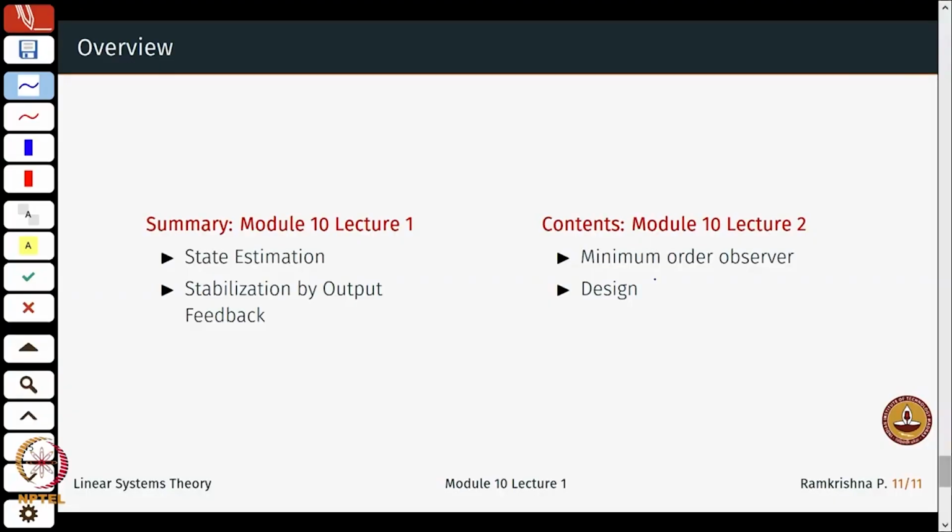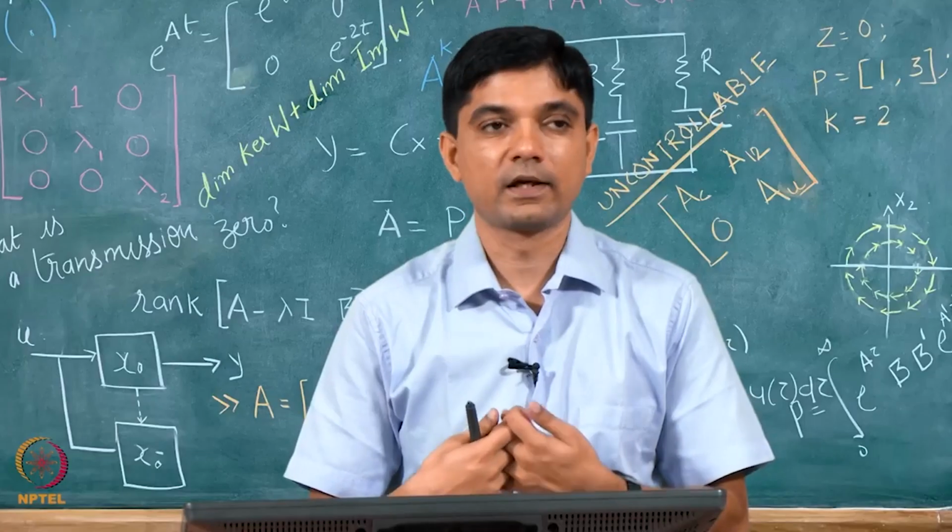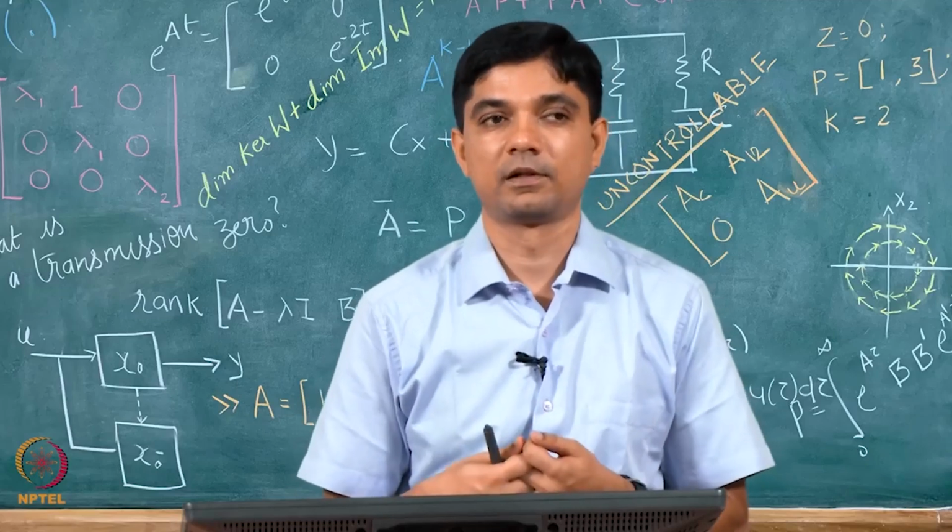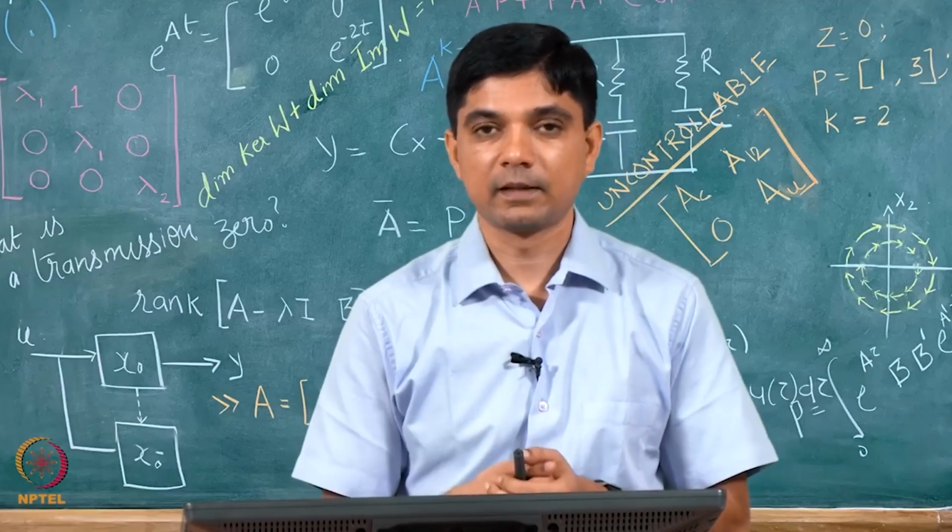So far in this lecture we saw state estimation. We also saw how to stabilize via output feedback. Okay, in the next lecture, in addition to solving design problems which involve designing both the controller and the observer at the same time, we will also look at what is called a minimum order observer. So that will come up in the next lecture.